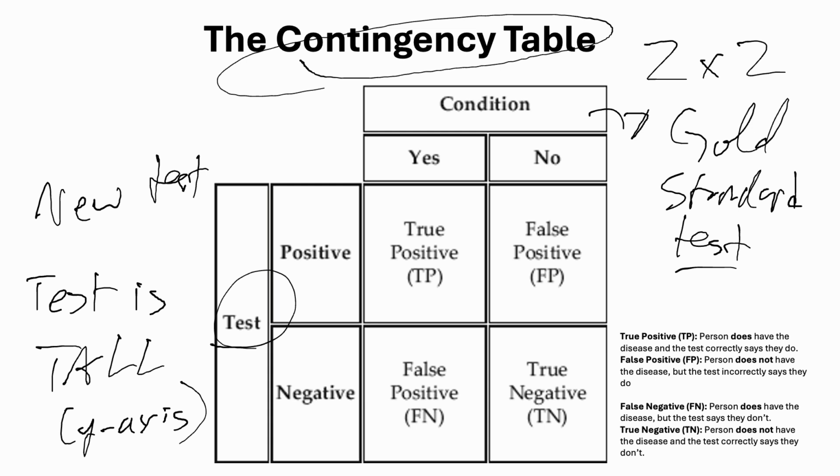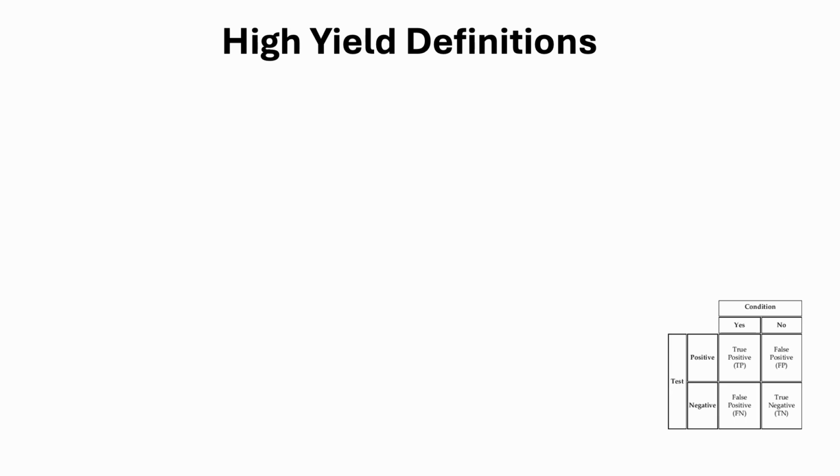And then for each of these, starting off with the gold standard, you'll see how many patients were measured as positive or negative by the gold standard test, and then how many were positive or negative by the new test that we're testing. So let's quickly talk about some high yield definitions.